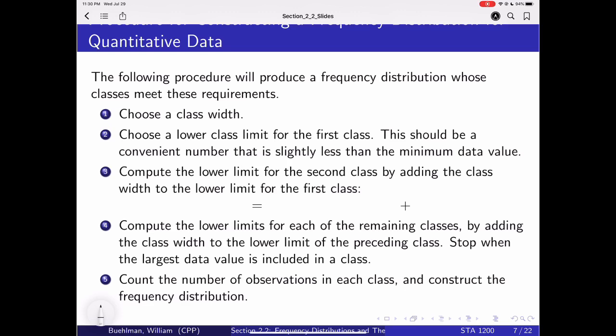So the lower limit for the second class is equal to the lower limit of the first class plus the class width.